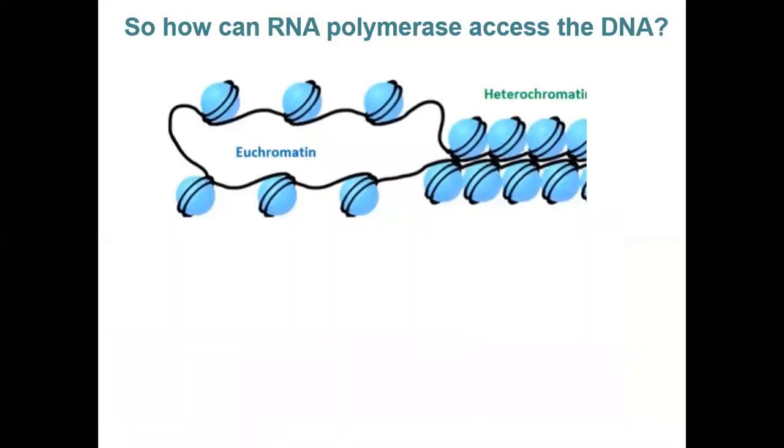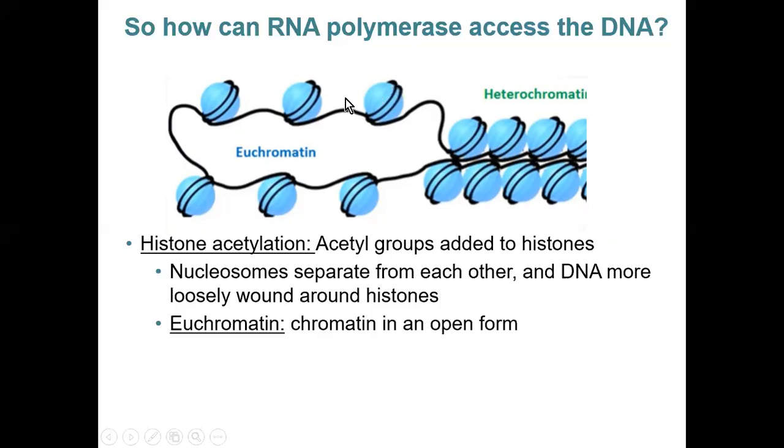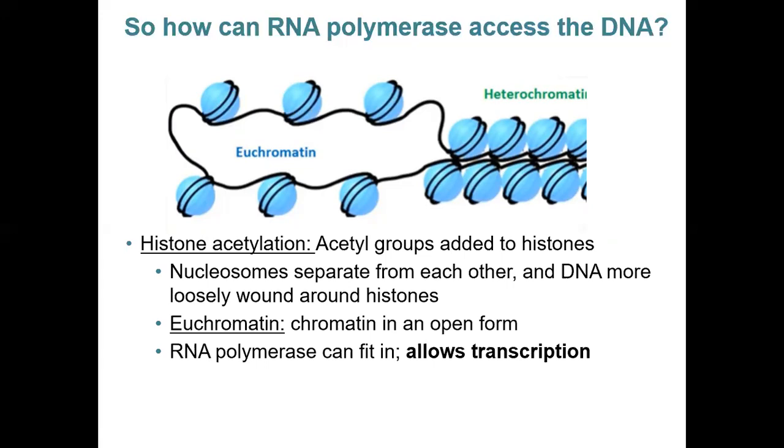All right, let's summarize. In the picture, each of these little balls represents a nucleosome. The process of adding acetyl groups is called histone acetylation. Histone acetylation causes the nucleosomes, these groups of histones, to separate and the DNA to loosen its grip around the histones. When the chromatin is in this open form, we refer to it as euchromatin. In euchromatin, there's room for RNA polymerase to fit in between the nucleosomes and mRNA can be made, which is the first step of protein synthesis.